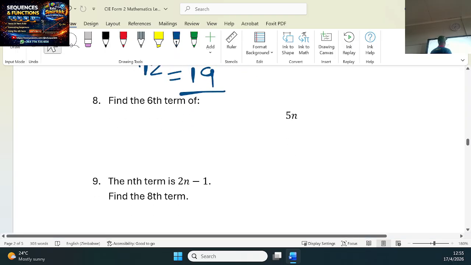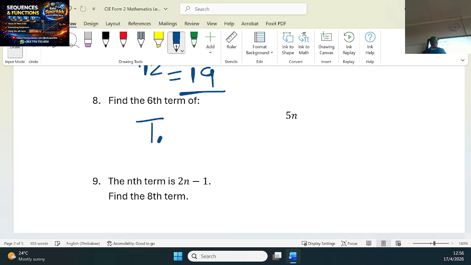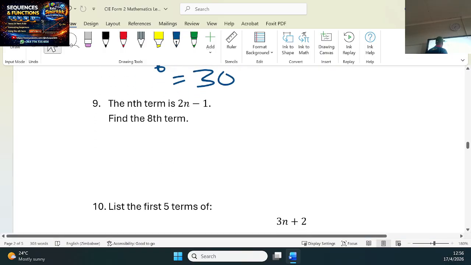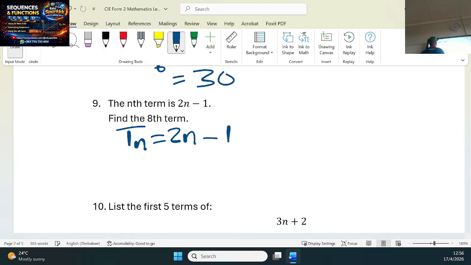Find the sixth term of this given formula. So again, like we did, it is T6. So where we have n, it becomes 6. So that's 5 times n, which is 6. So this will be 30. So it means on position 6, we have a number of value 30. Now we're given a formula there to say the nth term, that's Tn equal to 2n minus 1, where n is the position. So if we want the term on the 8th position, so 2 times 8, that's 16 minus 1, it gives us 15.